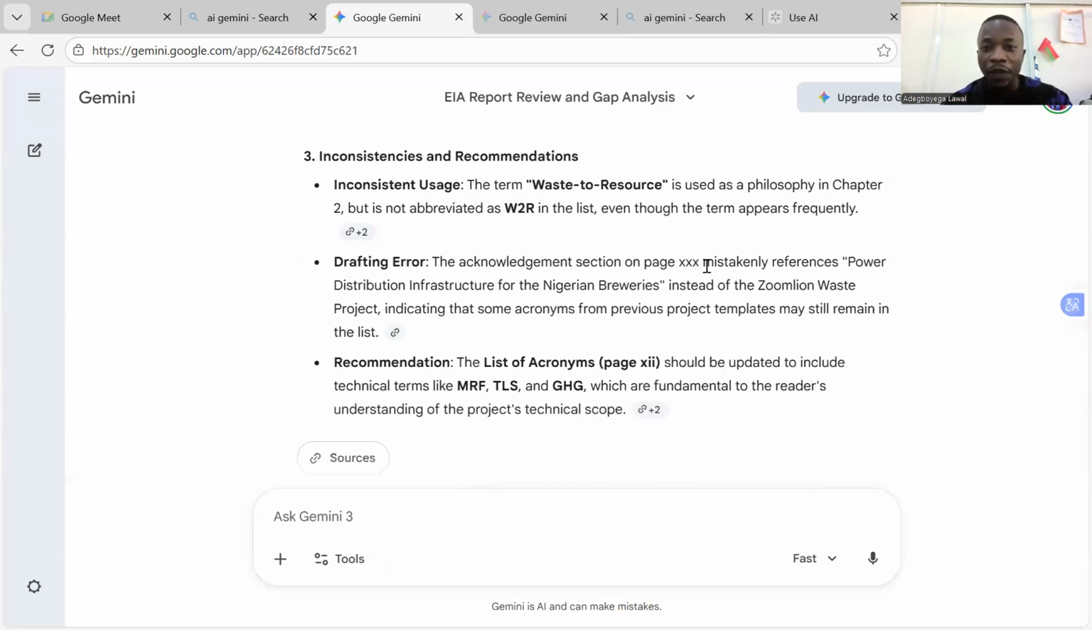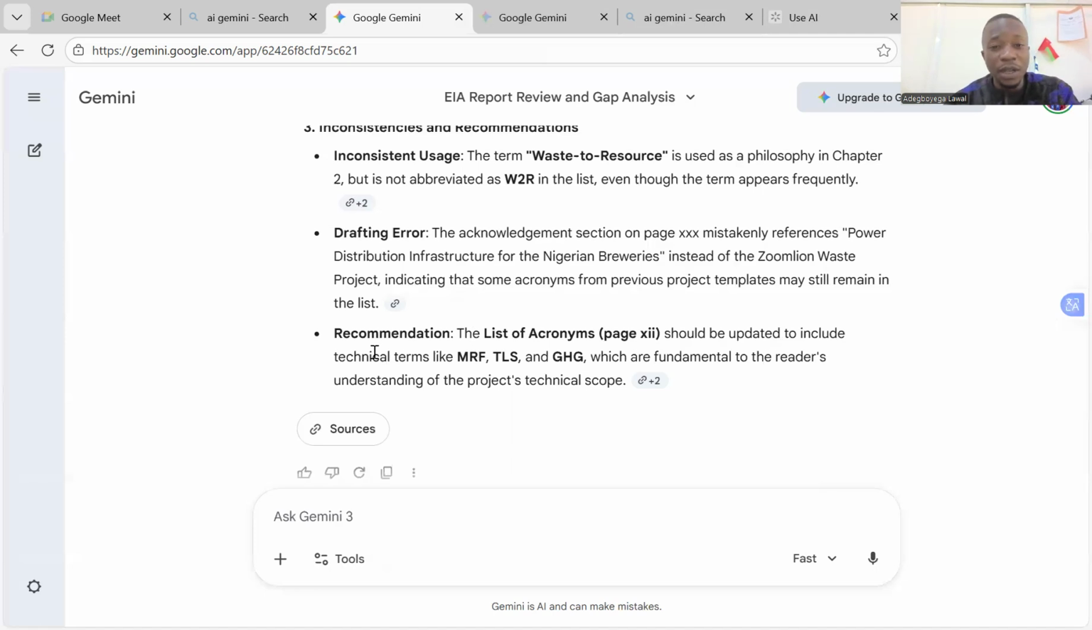The acknowledgement section mistakenly referenced power distribution infrastructure for Nigeria Breweries instead of the Zoom Lion Waste Project, indicating that some acronyms from a previous report template may still remain in the list. You can imagine this now. This is a very, very bad one. So you can see it was very, very smart to identify that this person has used a template of Nigeria Breweries in writing this report. So this is a good one.